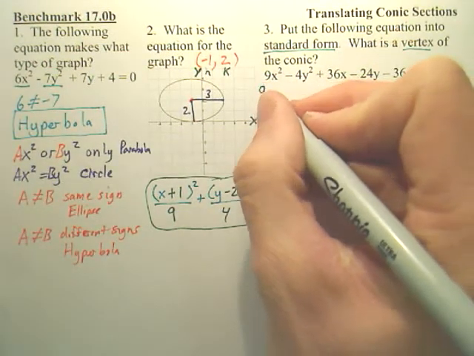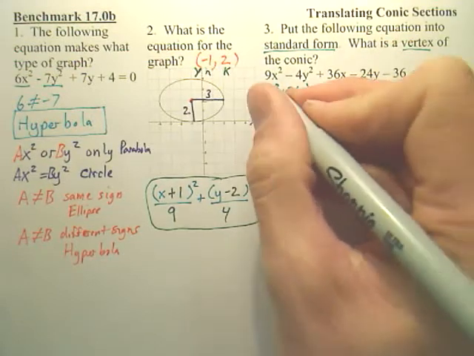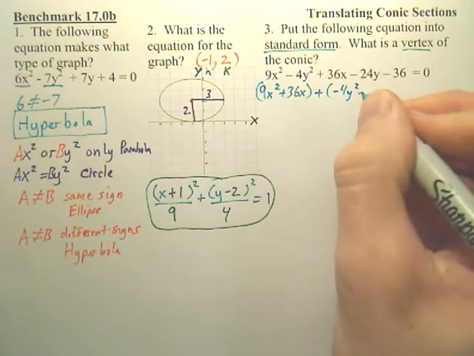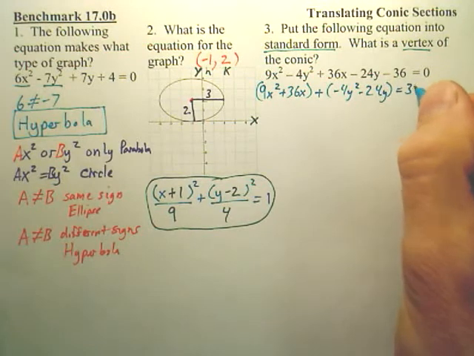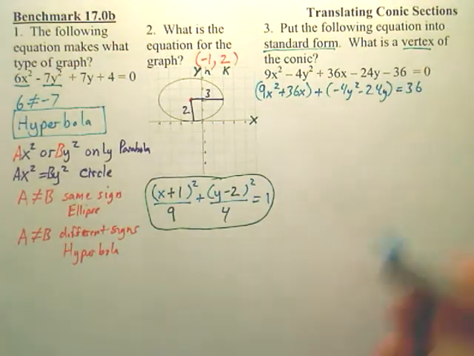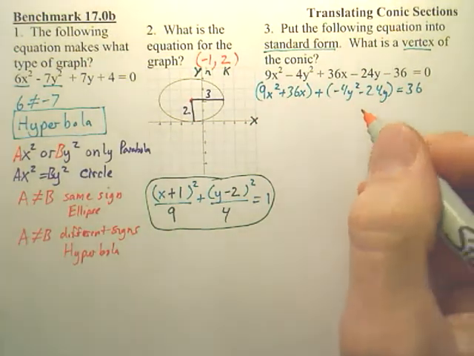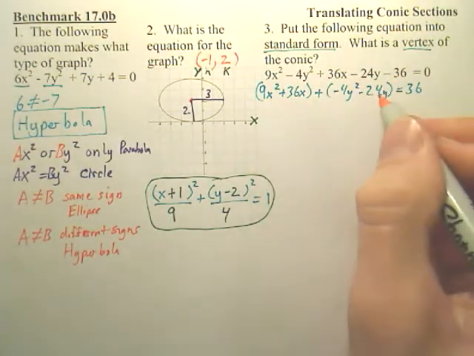What we do first is we group the like pieces. So we're going to group that plus the -4y squared minus 24y, and we're going to move over the 36. So we move the 36 over and we group the x's and y's. That's the first step. Pretty important.